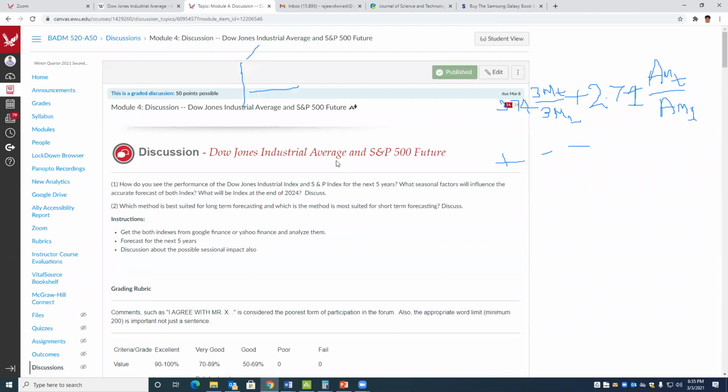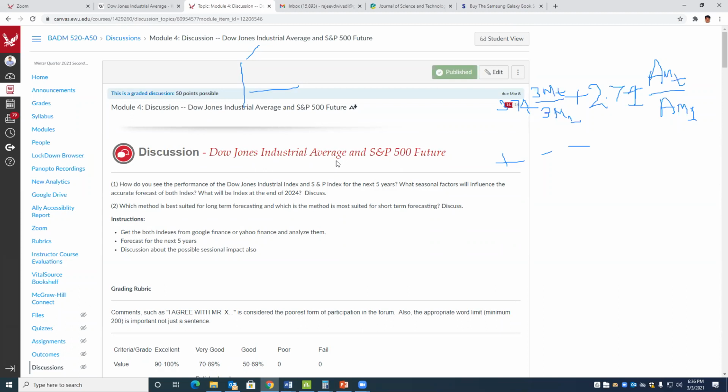How do you see the performance of Dow Jones Industrial Index and S&P Index for the next 5 years? Look into the data that you might get somewhere, like we were doing with Amazon. Similarly, you can get the performance and plug it into Minitab and see how it is going, what seasonal factor will influence the accurate forecast of both indexes. You never know about economic things, but what do you see from your managerial point of view, from your managerial experience?